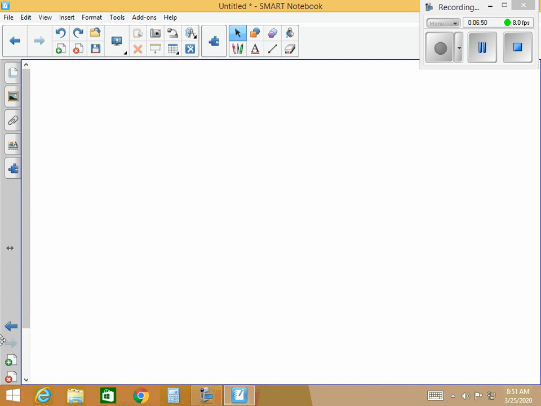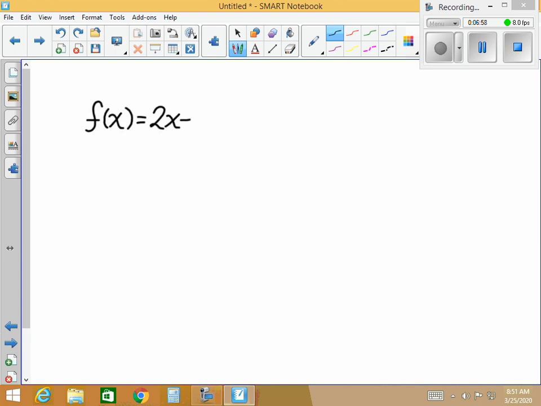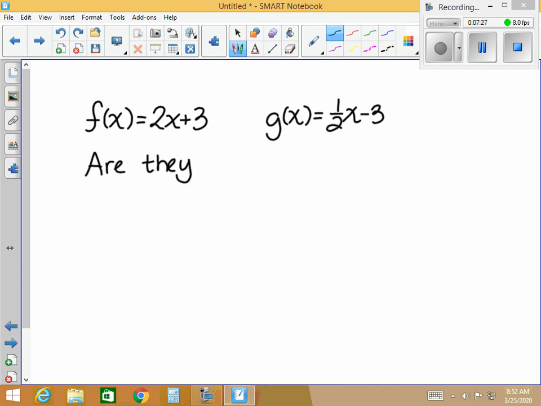So then the next thing I say is, well, maybe I have a function, f of x equals 2x plus 3. And that's a straight line, and all straight lines are going to be one-to-one, except for horizontal lines, or vertical lines that aren't functions to begin with. Since the slope is 2, I know it's a one-to-one function, so it's going to have an inverse. Maybe I want to look at g of x equals 1/2 x minus 3. And my question to you is, are these two functions inverses?